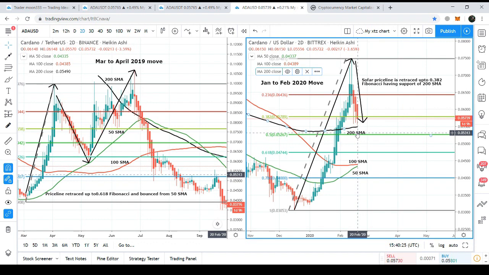I will definitely keep you updated and keep posting more videos and articles on ADA price action when I receive more indications and signals from the price action of ADA.